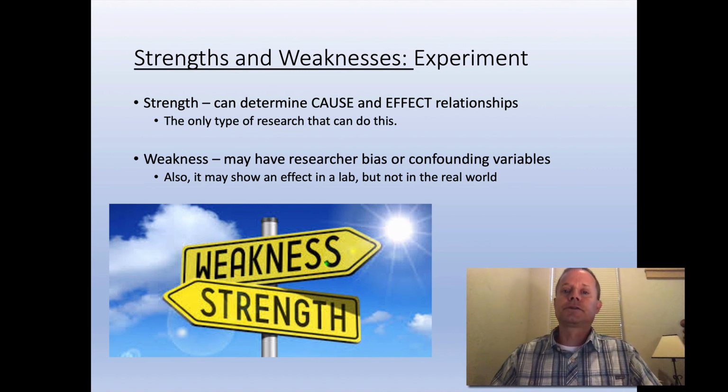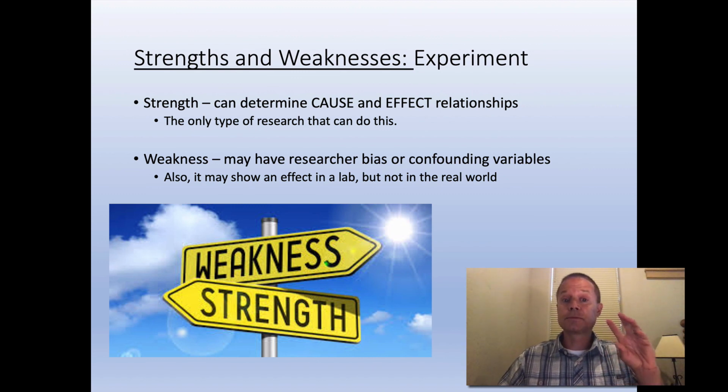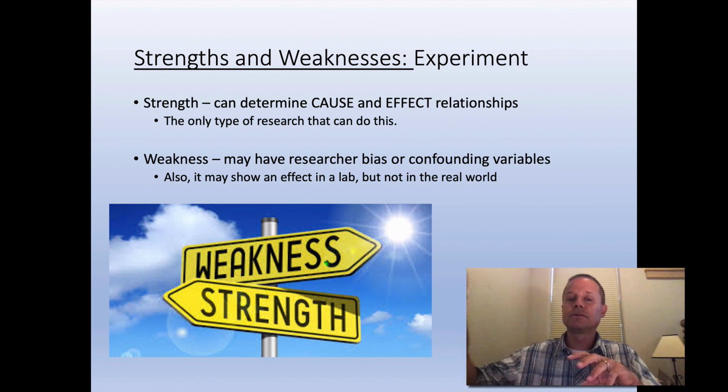Okay, final thing here, strengths and weaknesses of an experiment. A strength is that experiments can determine cause and effect because you're only manipulating the one variable. It's the only type of research that can determine cause and effect. Weakness, you could have researcher bias, you could have confounding variables. Also, your effect might show up in a lab, but it might not transfer to the real world.